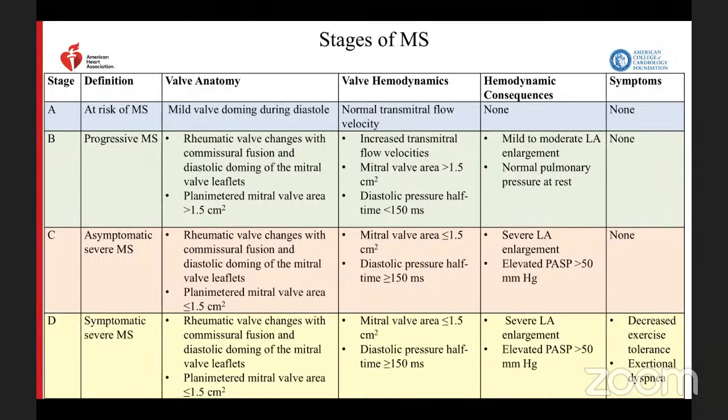Stage D, when we have symptomatic severe MS, same valve anatomy, rheumatic valve changes with commissural fusion and diastolic doming of the mitral leaflets, and the mitral valve area less than or equal to 1.5 centimeters square, and diastolic pressure half time more than or equal to 150 millisecond, with severe LA enlargement and elevated pulmonary artery systolic pressure more than 50, with development of symptoms related to decreased exercise tolerance and exertional dyspnea.